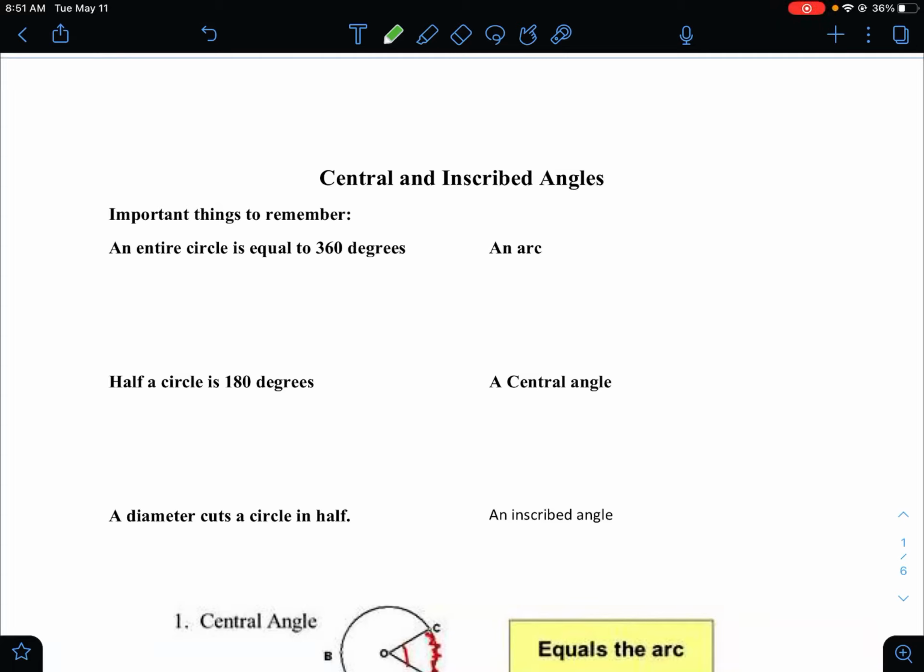Hi Math 2 students. Today we are going to go over central and inscribed angles. A couple of things I want to go over with you before we get started are some reminders and some vocab.